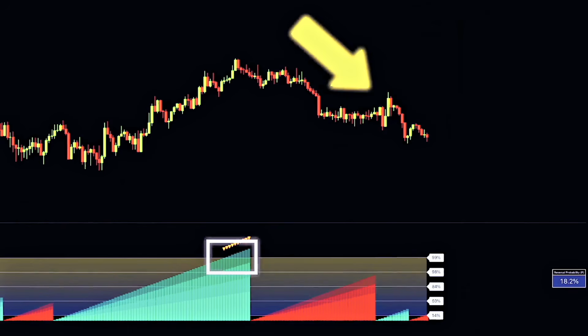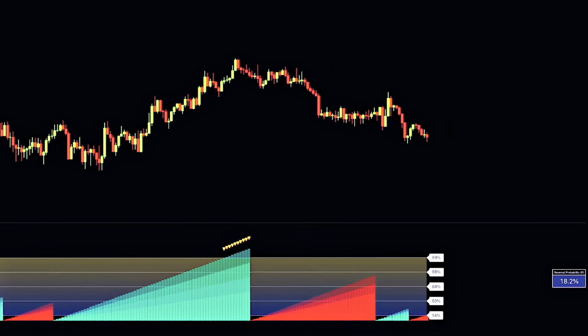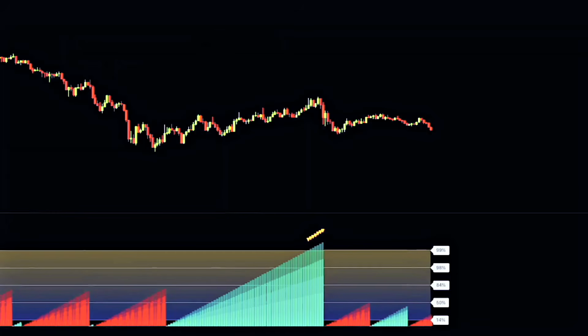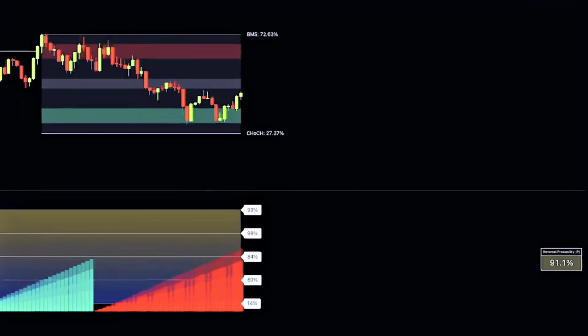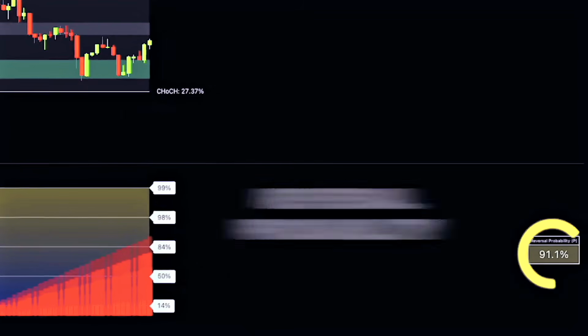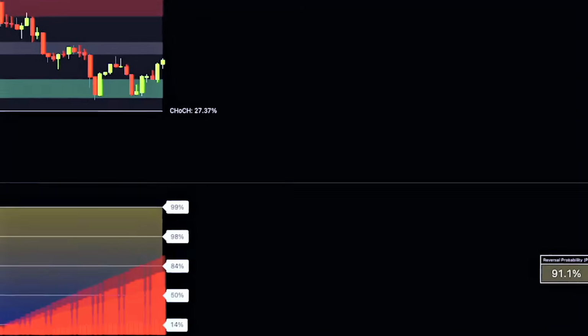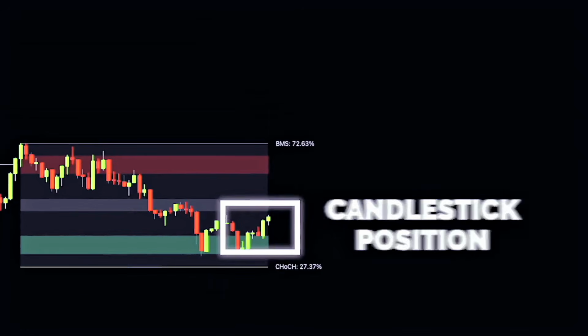Here's my go-to strategy with it. Add the indicator with default settings. For a long trade, 3 conditions must be met. First, the reversal probability must exceed 90%. Second, price needs to sit between the gray and green zones. Third, the probability of price reaching the red zone must be above 60%.